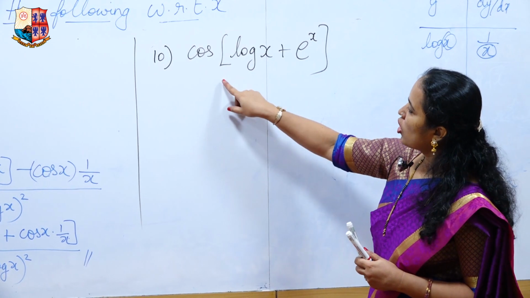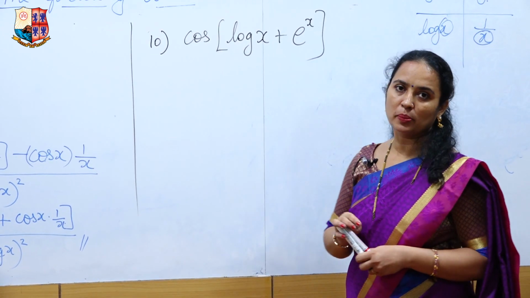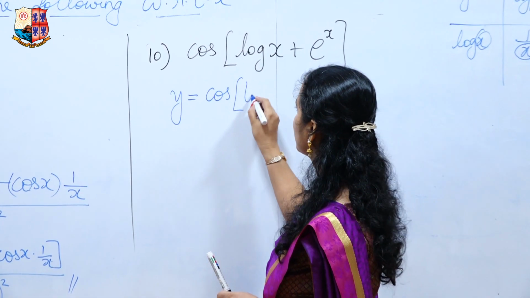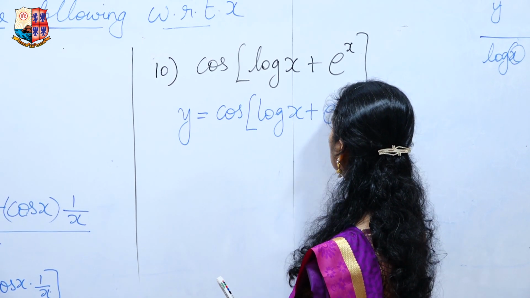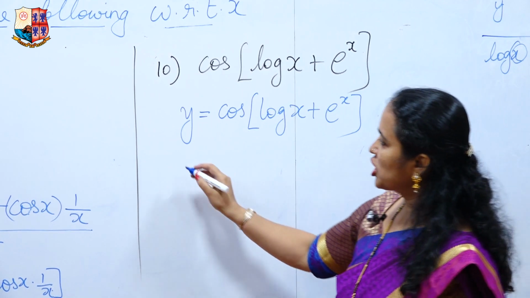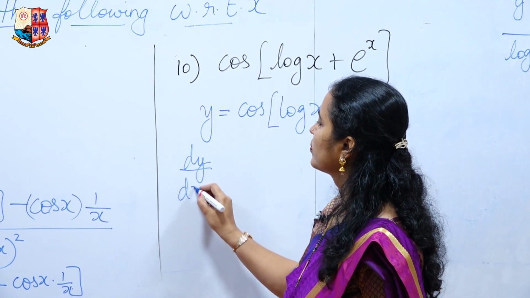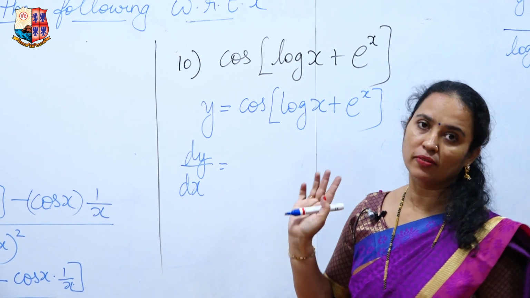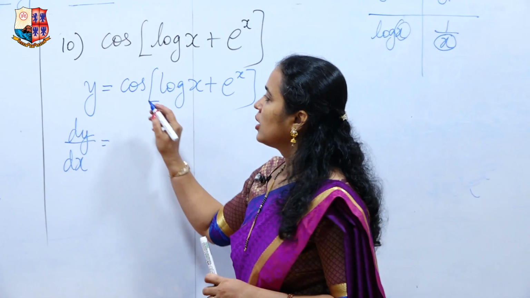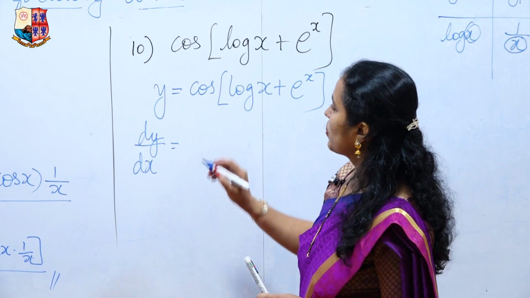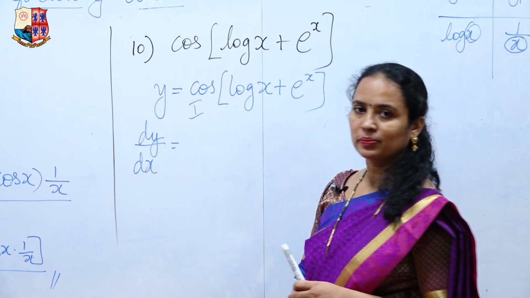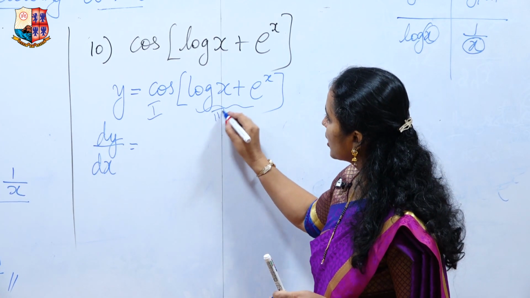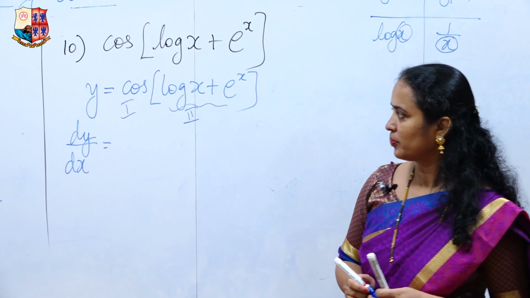10th one, cos of log x plus e to the power x. Take the given function as y. Differentiate y with respect to x. Why do you take the given function as y? So that you don't forget to write dy by dx, which is equally important. So cos of log x plus e to the power x. Outermost you have cos function. This together, log x plus e to the power x together will make up your second function of chain rule.